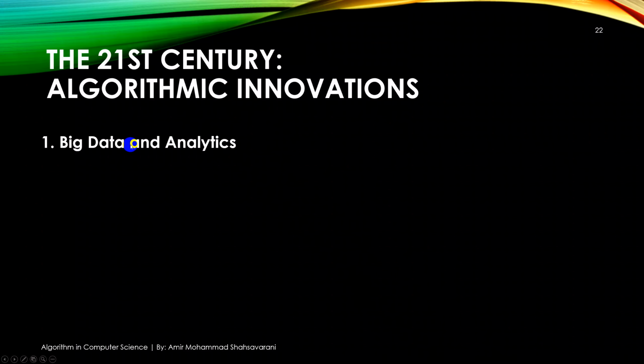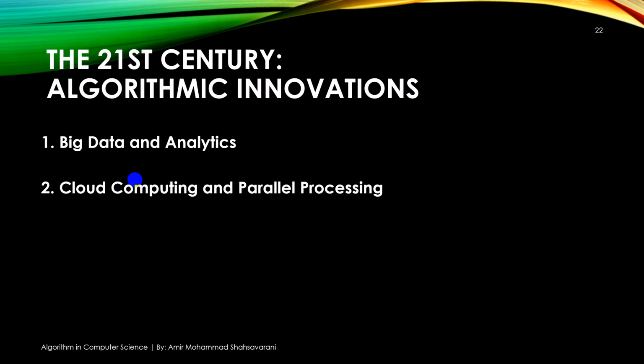And the second step in the 21st century of algorithms is cloud computing and parallel processing. Cloud computing and parallel processing enable distributed computing, which allows algorithms to scale and adapt to complex tasks. What do we mean by cloud computing and parallel processing? It means that we have our information on several servers worldwide, and just using the internet, we connect them together.